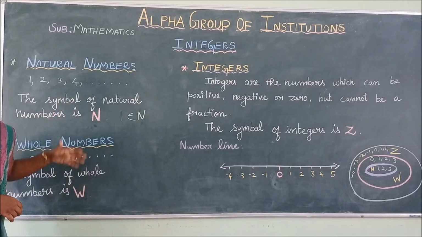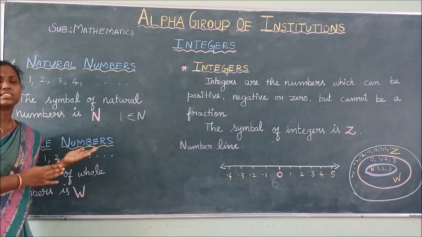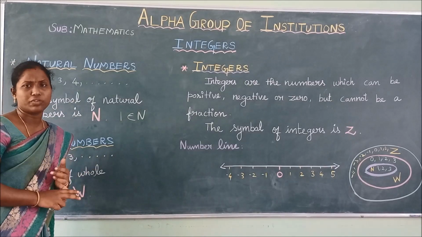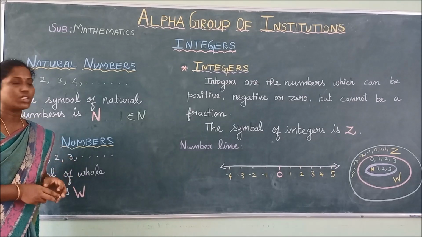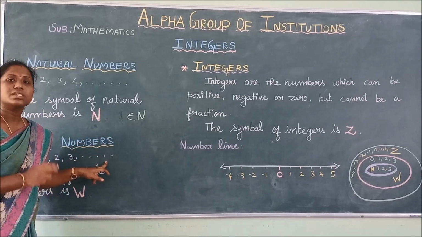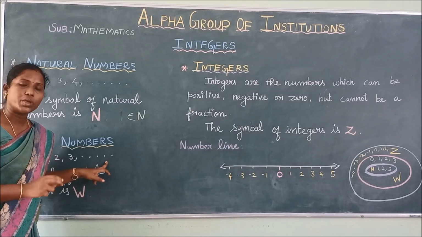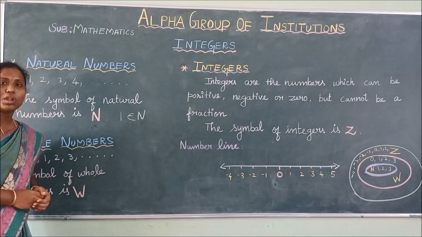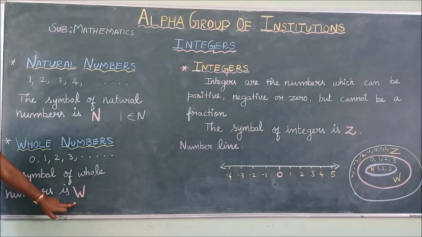Yes, we are familiar with this. Natural numbers start from 1, 2, 3 and go up to infinity, and the symbol of natural numbers is N. Likewise, the whole numbers start from 0, 1, 2, 3 and go on up to infinity, and the symbol of whole numbers is W.